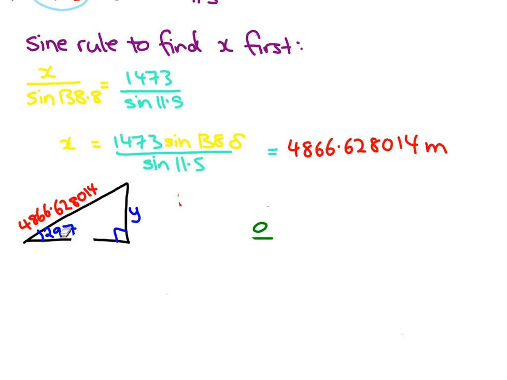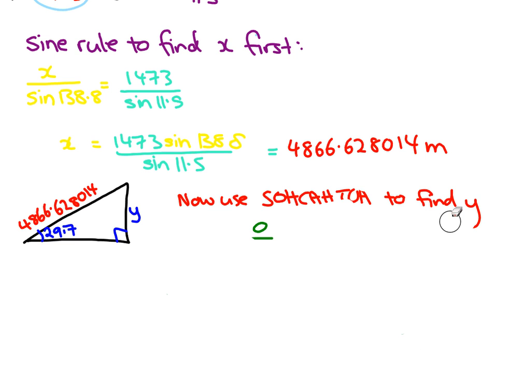Degrees. We've got our length Y that we want to find, which is the height, and X is what we found over here. So now we're going to use SOHCAHTOA. Let's put a little instruction so we look back and understand what we're doing. Now use SOHCAHTOA to find Y. So sine theta, I'm going to use SOH because we've got opposite and hypotenuse. Sine theta equals opposite over hypotenuse.